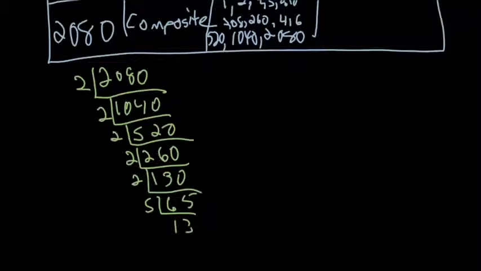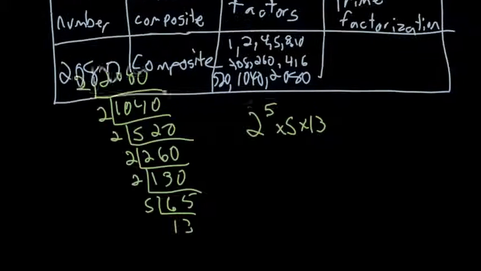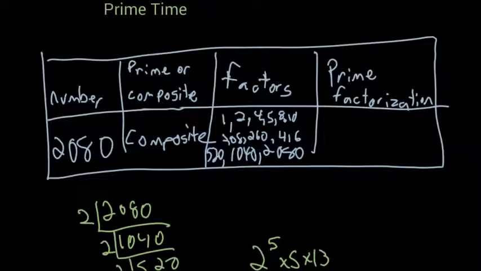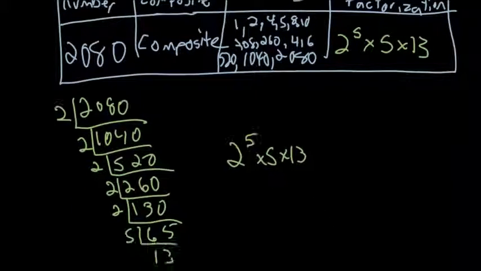So now I got my prime factorization. I got 1, 2, 3, 4, 5 2's. So that's 2 to the 5th power times 5 times 13. So I can go back up and write that in. 2 to the 5th times 5 times 13. So if you don't like that method, let me show you the other one for prime factorization.